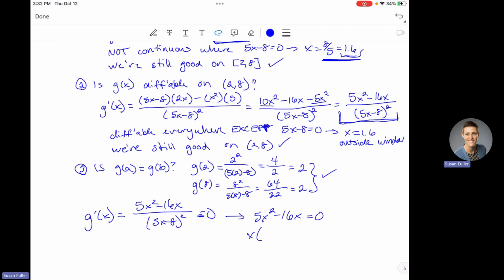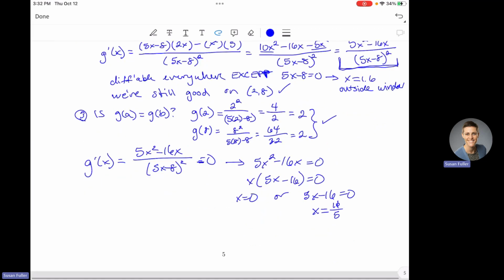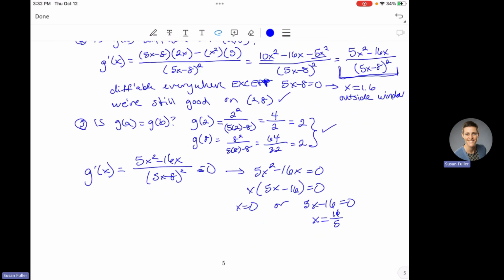And x is the best thing I can factor out here. So I've got x times 5x minus 16 equals 0. So either x equals 0 or 5x minus 16 is 0. If 5x minus 16 is equal to 0, then x is 16/5. And those are the 2 c values that are guaranteed by Rolle's theorem. Our c values are either 0 or 16 over 5. If you put that in a calculator, you will get 3.2. I'm good with either one of those.